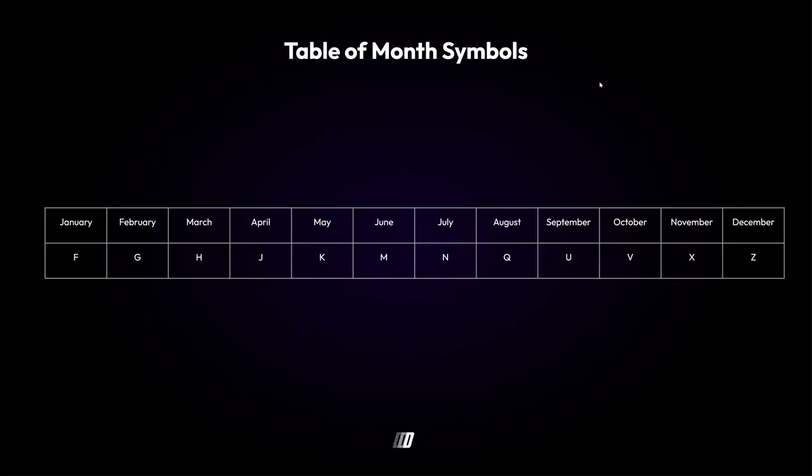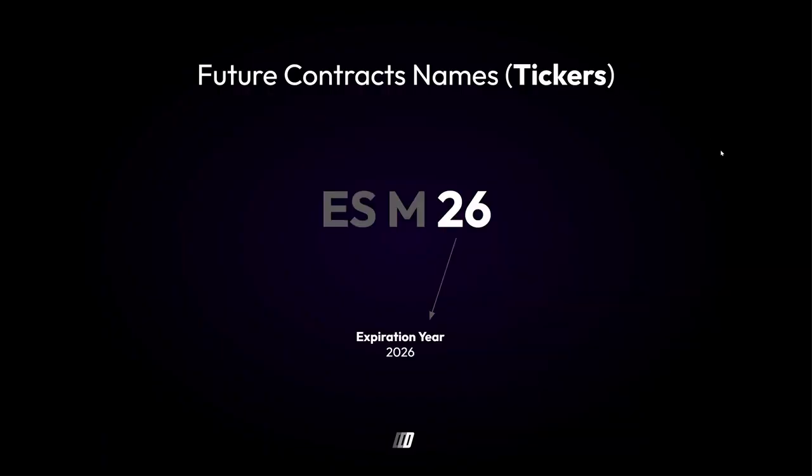This is the table of the month symbols if you want to screenshot it. So we have F January, G February, H March, J April, K May, M June, and so on and so forth. And in our platform though, you just have it like this. ES 2025 12. So you know it's December already. So you don't need to come up with a bunch of letters, and you don't need to memorize them. Of course, we'll try and make it as easy as possible for you. And the last one, of course, is the expiration year.